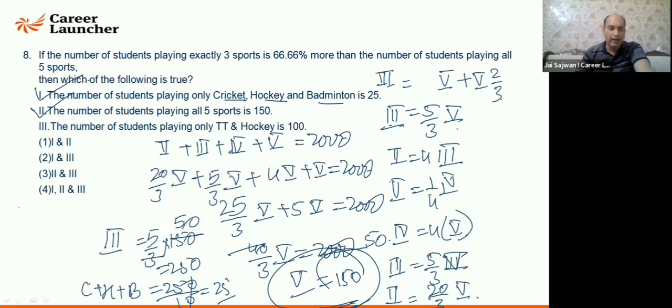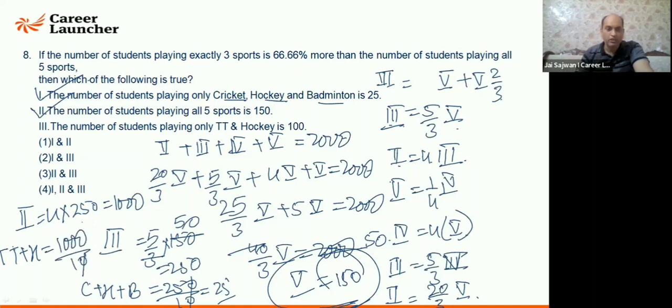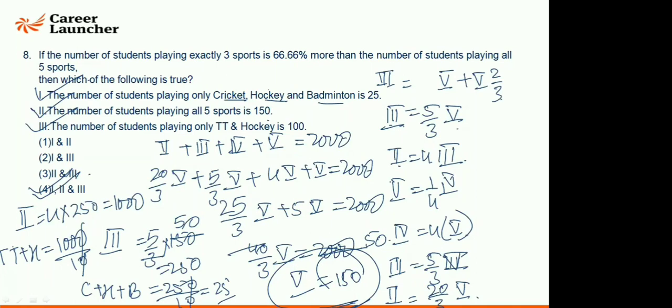The people who play exactly 2 games will be how much? The 2 games is 4 times of 3 games. 4 times of 250 is 1000. And I know the people who are playing exactly 2 games, that is TT plus hockey, will come out to be 1000 by 10 because there are 10 combinations. That is also correct. So I'll say all of them are correct. First, second, third, all of them are same. Is it fine? Ask me if there is a doubt.